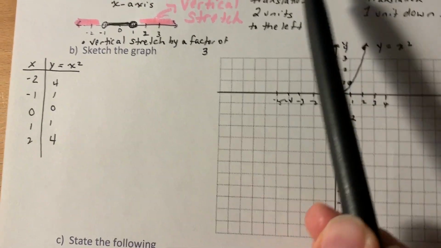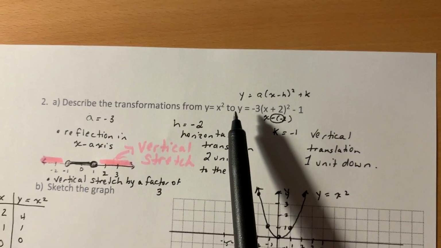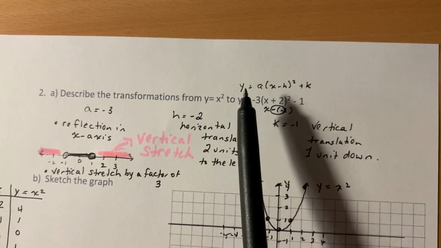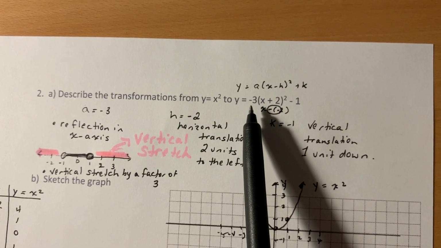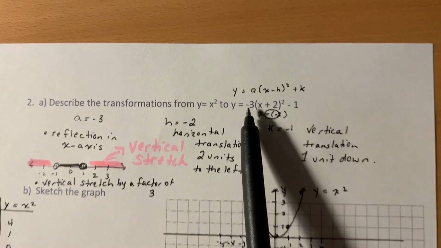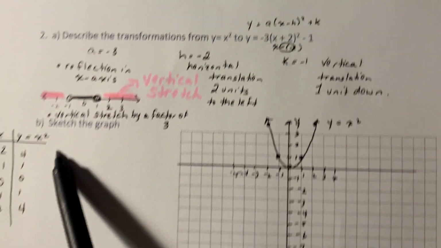Okay? Now when you do the transformations, go from left to right, whatever you see first. So I start off with the parent function, or y equals x squared. Now I'm going to do this one here. I'm going to do the a, the -3. So I'm going to do that here.